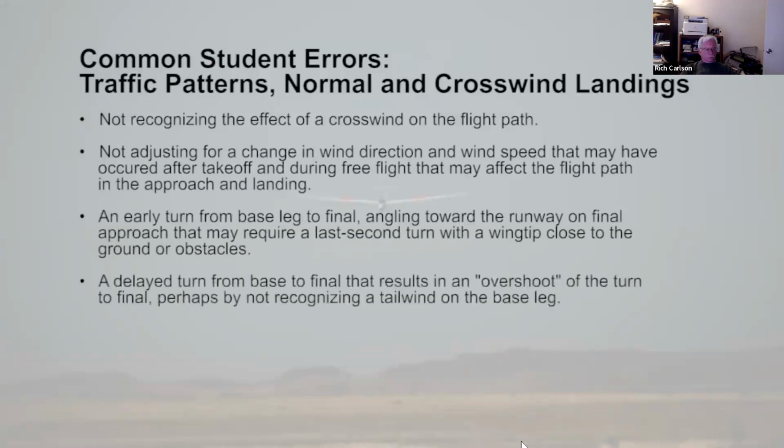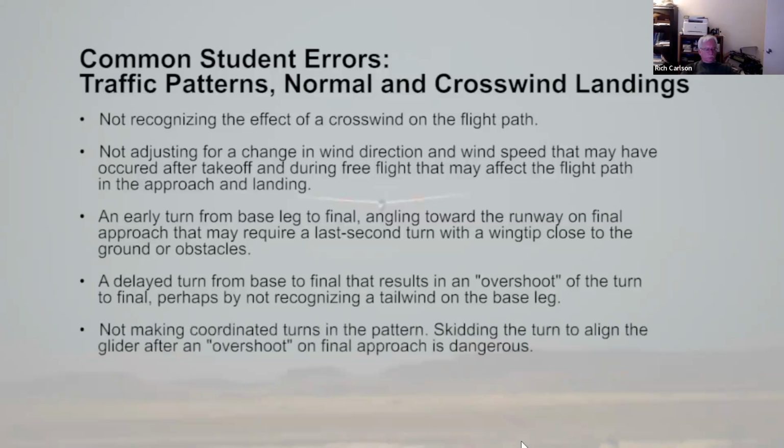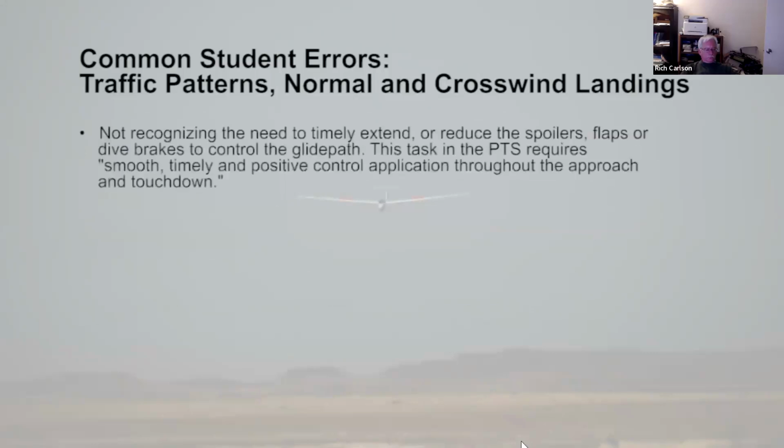A delayed turn from base to final that results in an overshoot of the turn to final, perhaps by not recognizing a tailwind on the base leg. Not making coordinated turns in the pattern. Skidding the turn to align the glider after an overshoot on final approach is dangerous. Not recognizing the need to timely extend or reduce the spoilers, flaps, or dive brakes to control the glide path. This task in the PTS requires smooth, timely, and positive control application throughout the approach and touchdown.